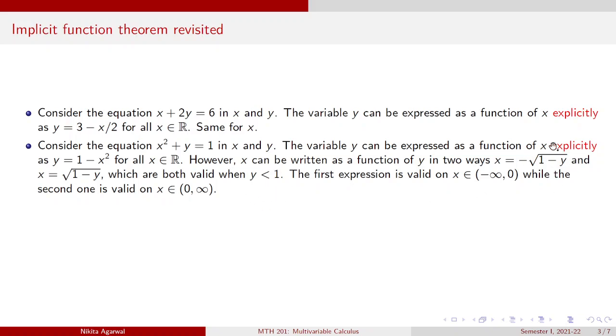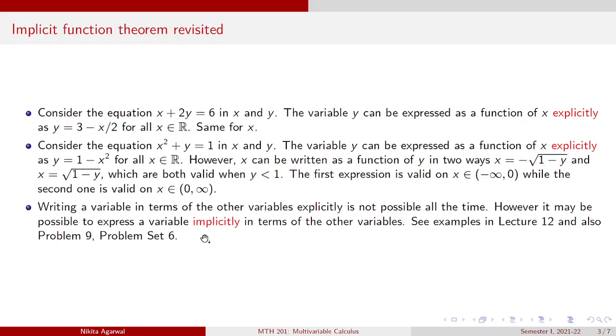Now the first expression is valid when x belongs to the negative x-axis, right? Because you have the negative square root, while the second expression is valid on the positive x-axis, right? So the difference between the first and the second example is that you have more choices for expressions, but you are still able to express one variable explicitly in terms of the other variable.